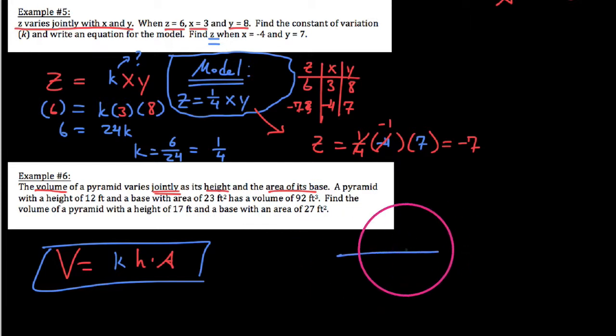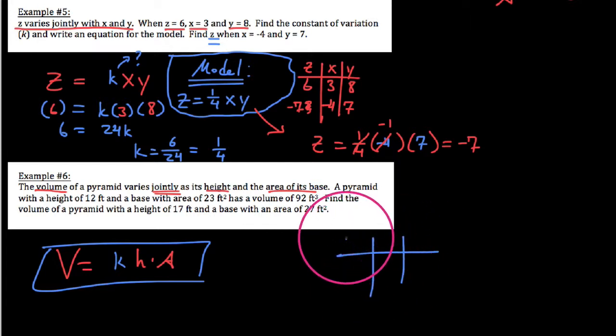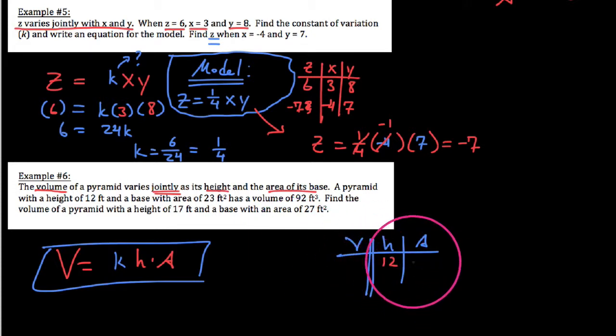What we're told here is that there's a relationship between the volume and the height and the area. We could say that the volume depends upon these two things. They also tell us: if a pyramid has a height of 12 feet, and a base with an area of 23 square feet, and it also has a volume of 92 cubic feet, then we have an insight into what this k value would be. So we're going to go back and solve for k.